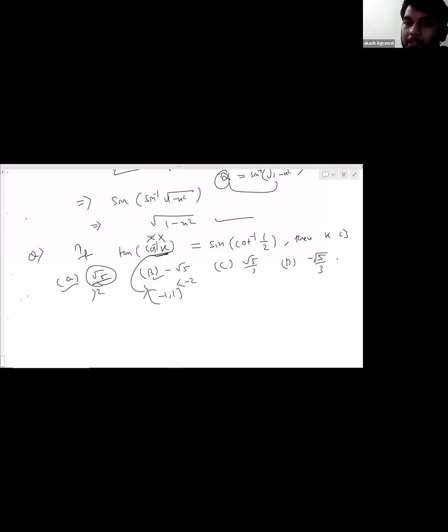Now look at C and D. Right hand side is positive. If you put root 5 by 3 negative in this, then this becomes pi minus acute angle, right? So this whole angle will be in second quadrant. In second quadrant, tan is negative. So right side is positive, left side is negative. So this option is also incorrect. So x must be positive. So C is the answer.